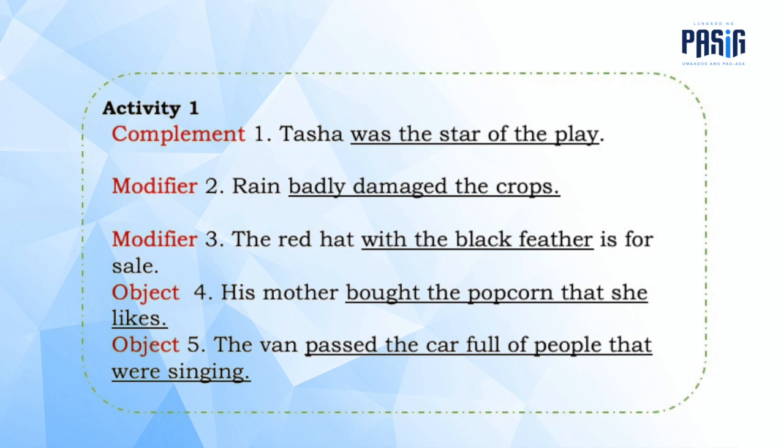Number 4, his mother bought the popcorn that she likes. The underlined bought the popcorn that she likes is an object. And number 5, the van passed the car full of people that were singing. The underlined passed the car full of people that were singing is an object.